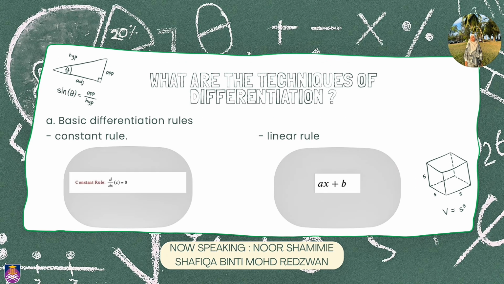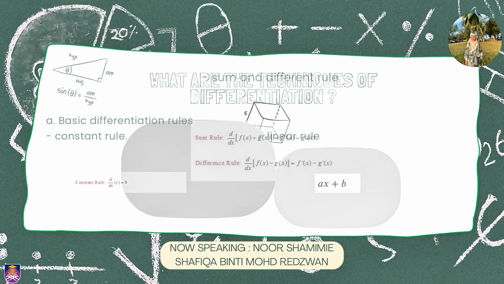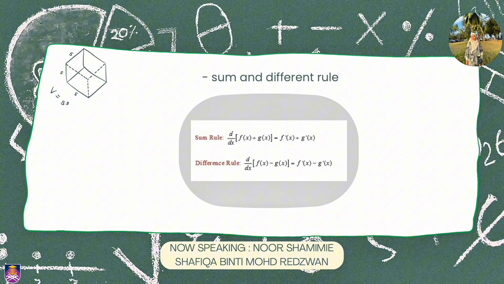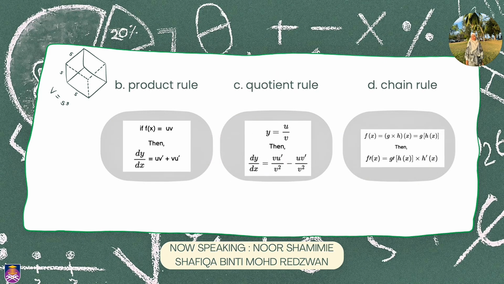What are the techniques of differentiation? Okay, let's take a look at the basic differentiation rules first. The first one is the constant rule. Second, linear rule. This is the sum rule formula and the difference rule formula. This is the formula for the product rule. C, quotient rule. D, chain rule.